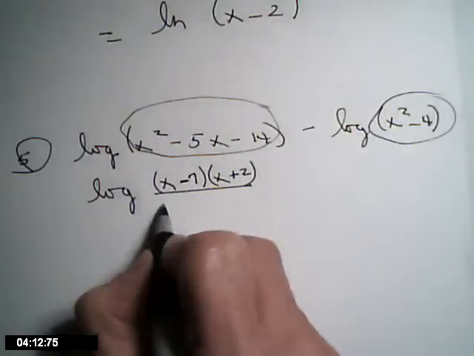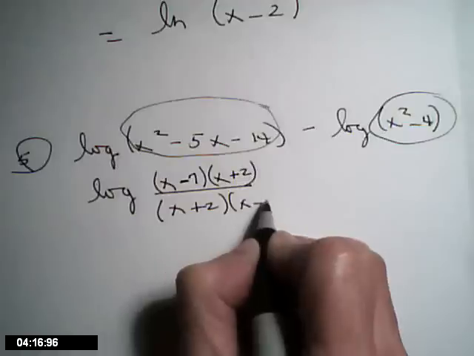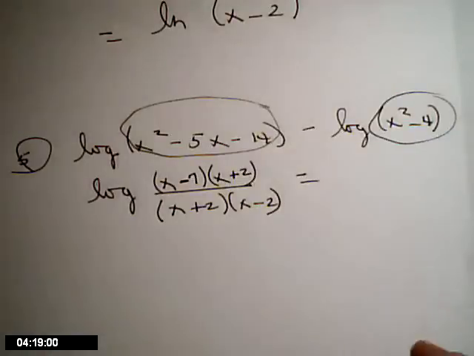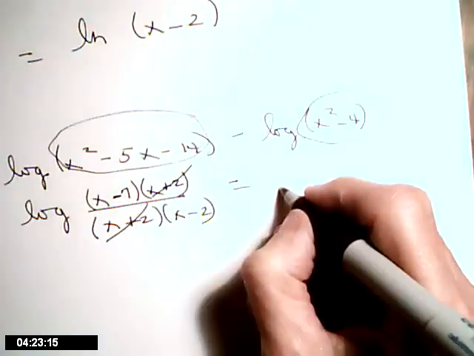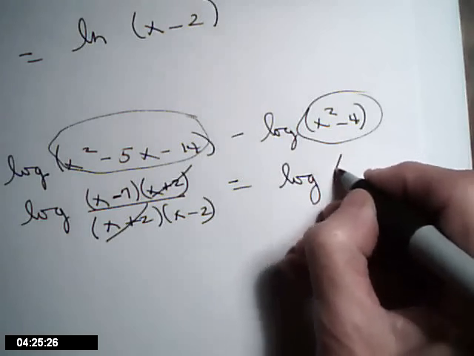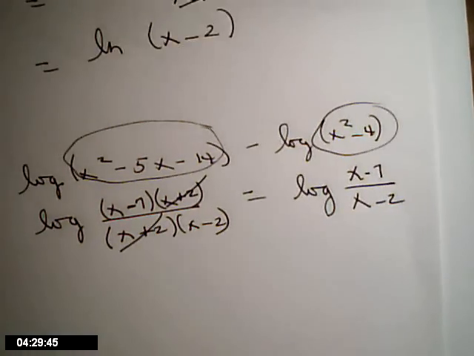Alright, over here, that's what we had above. That's x plus 2 and x minus 2, the difference of two squares. Now you do see that you can factor a term out, so we'll end up with log of x minus 7 over x minus 2, and that would be our final answer.